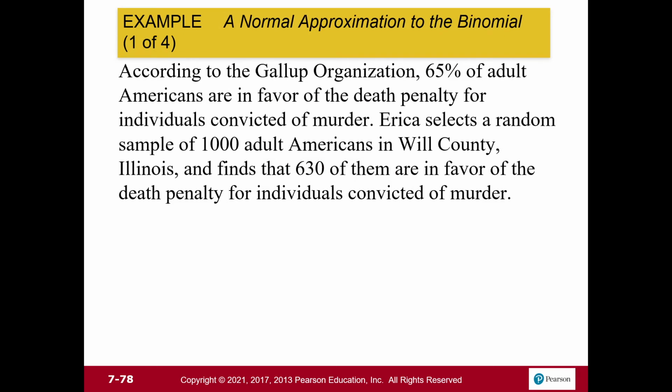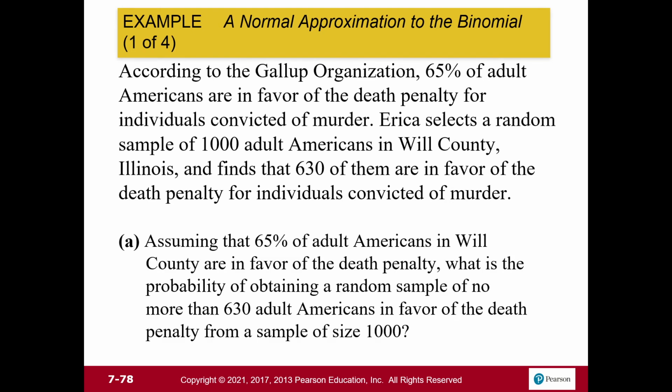Here's another problem. It says according to the Gallup organization, 65% of adult Americans are in favor of the death penalty for individuals convicted of murder. Erica selects a random sample of 1,000 adult Americans in Will County, Illinois, and finds that 630 of them are in favor of the death penalty for individuals convicted of murder. Assuming that 65% of adult Americans are in favor, what is the probability of obtaining a random sample of no more than 630?